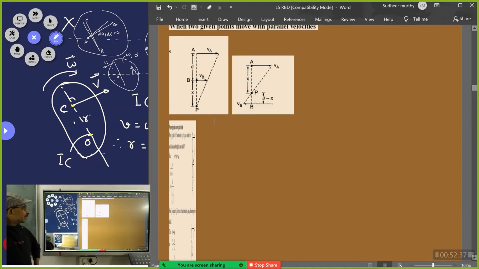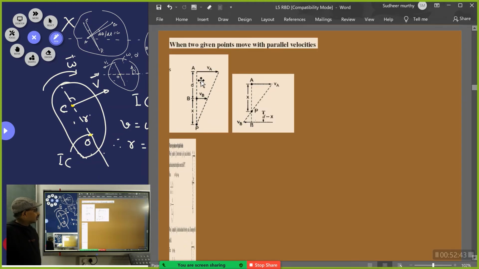Here again, if you want to make some calculation, let me give you some thought process. If I give you the two vectors A and B, and the distance between them as D, can you find out X in the first case and X in the second case? It's a similar triangle setting. I have given you VA bar, I have given you VB bar, and I have given you this distance D. Can you get the value of X?